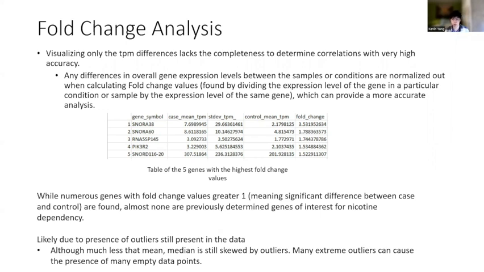So here, the table on the right shows the fold change values. I ordered these descendingly, meaning that the highest ones have the highest fold change and theoretically the most significance in the genetic basis. While numerous values are greater than one, almost none of these seem to be previous genes of interest, which is very interesting because things like SERPINA1, which are considered very significant in other studies, should be here, right? And I believe that's likely due to outliers, because although I used the median to calculate this data, it's still skewed by many other factors.